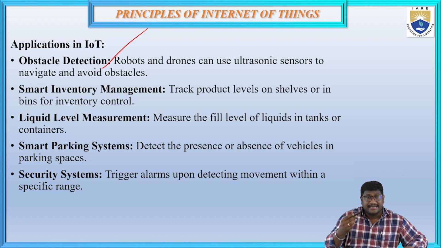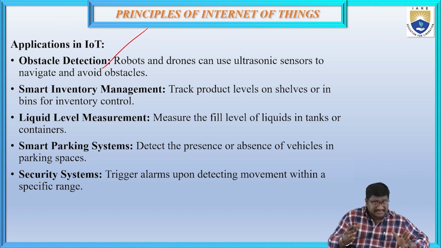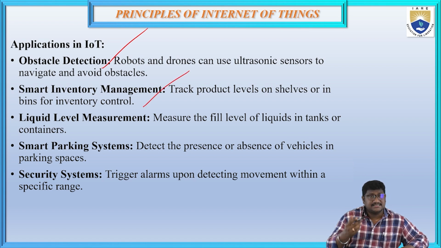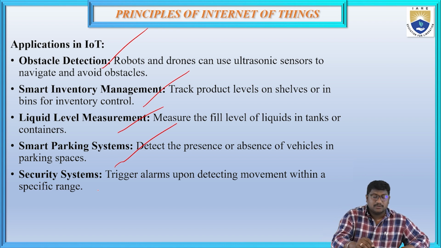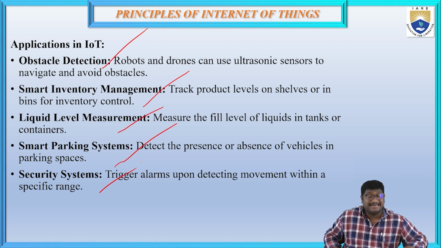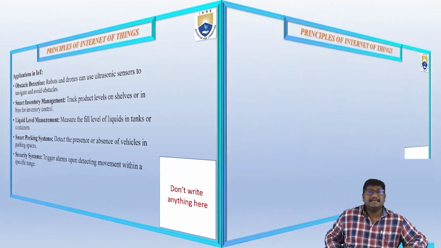Robots and drones can use ultrasonic sensors for navigation and to avoid obstacles. Coming to smart inventory management, it is used to track product levels on shelves or in bins for inventory control. Liquid level measurement can be used to check the levels of liquid placed in tanks or containers. A smart parking system detects the presence and absence of vehicles in the respective parking spaces. And security systems trigger alarms when an unknown movement is detected in a specific range.